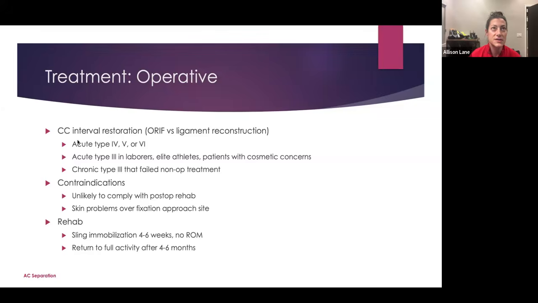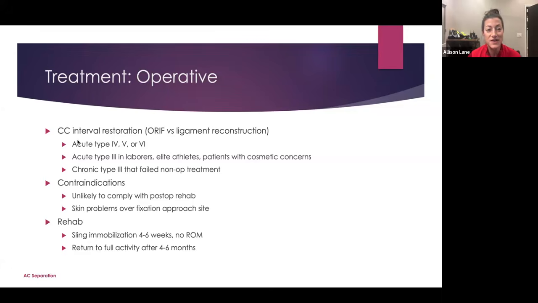So even somebody who has a type 4, 5, or 6, depending on the severity and other associated injuries, if they're unlikely to comply with the post-op rehab, really just like any other surgery, maybe you wouldn't do that surgery. Or if they had a skin problem overlying where they were going to fix the site, obviously you would want to reconsider that. But ultimately, the rehab is decent.